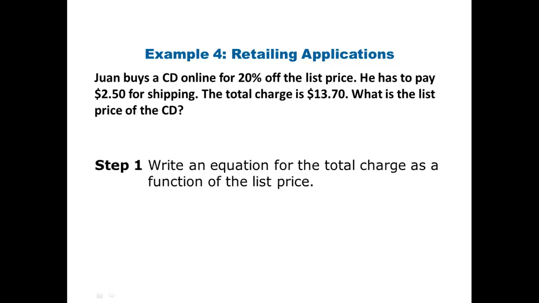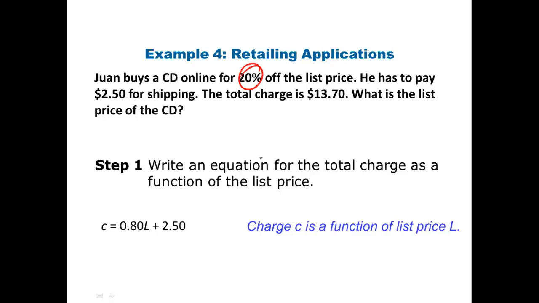Okay, so step 1, write an equation for the total charge as a function of the list price. The equation that we have: the charge is equal to 0.80 L plus 2.50. Now, this 0.80, if the CD is 20% off, you're taking 20% off of the total price. The total price would be 100%. If you take off 20%, you're only paying 80%. So you're paying 80% of the list price plus the 2.50 for shipping. Okay, that's where we came up with this equation.